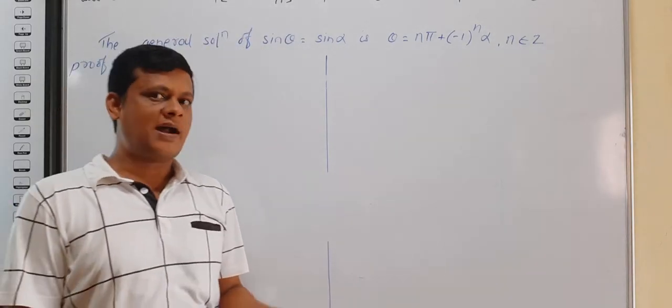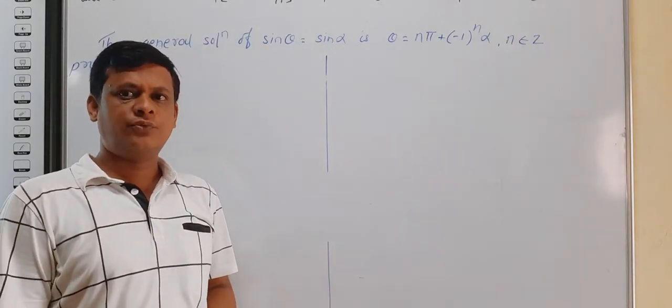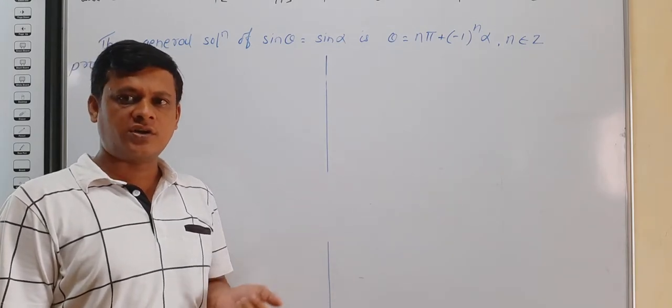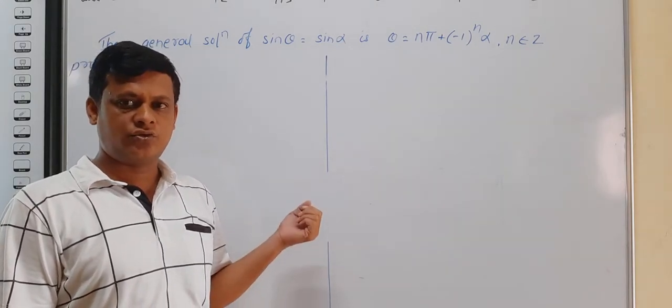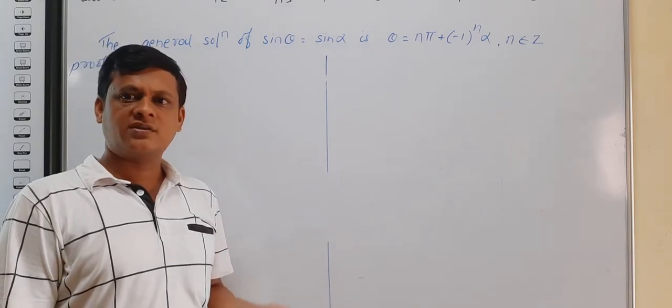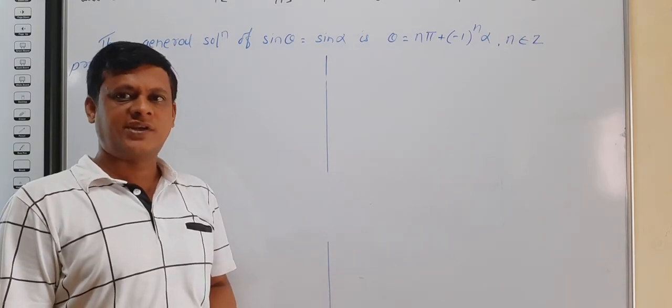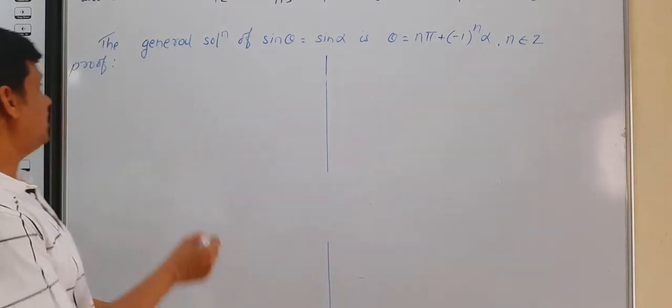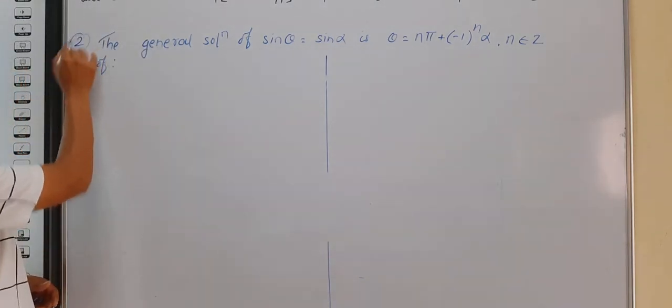In the last part, we saw the proof for the general solution of sin theta equals 0, cos theta equals 0, tan theta equals 0. Also we discussed cos theta equals 0, sec theta equals 0 and cosec theta equals 0. Now we have to see theorem two.